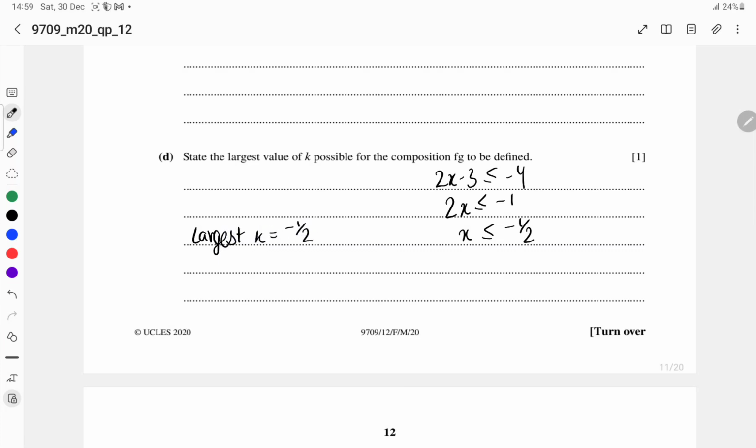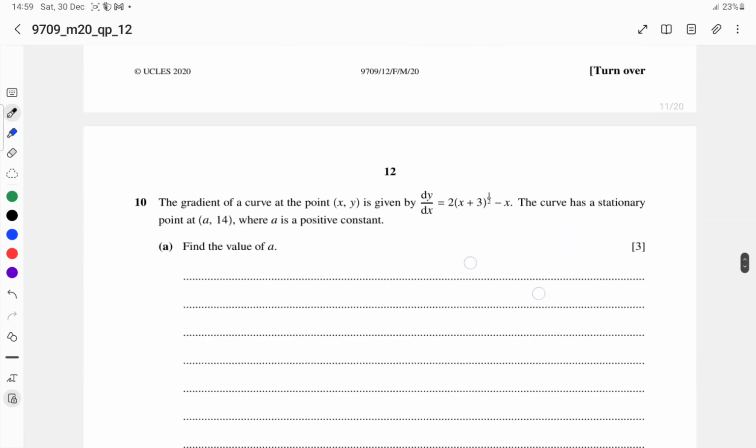minus 1 by 2. Let me just plug my charger in. Okay, it's just a while. Okay, so I just plugged in my charger, and let's continue.